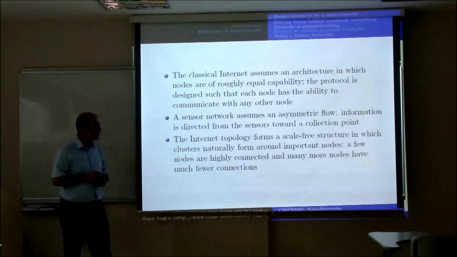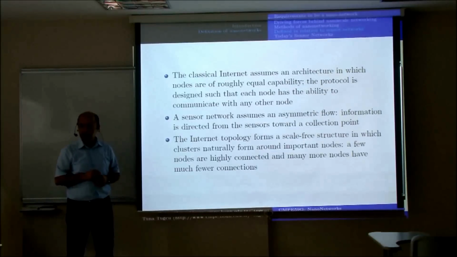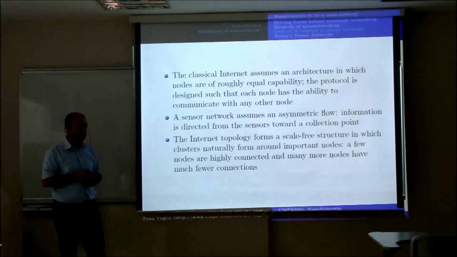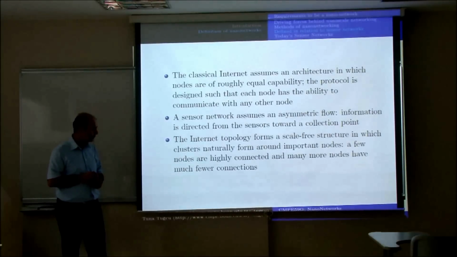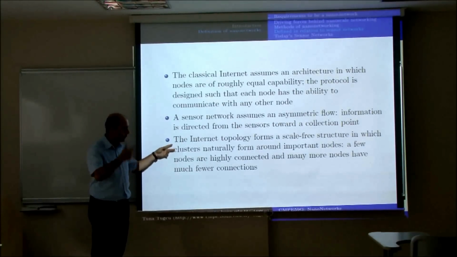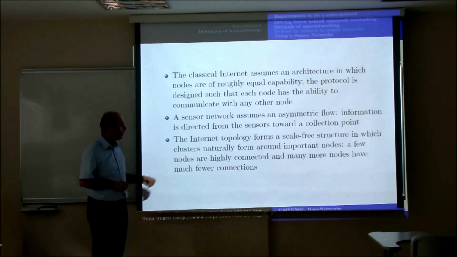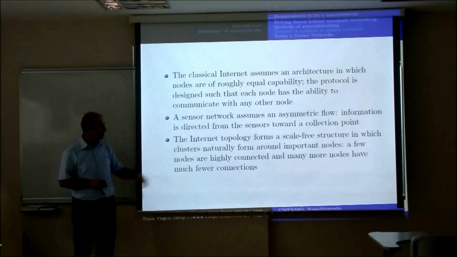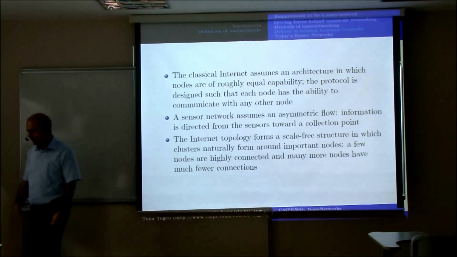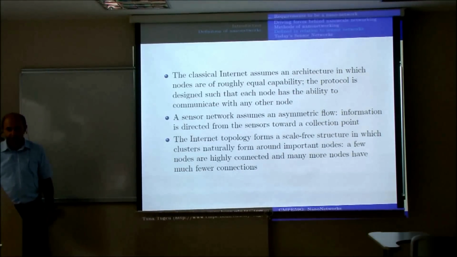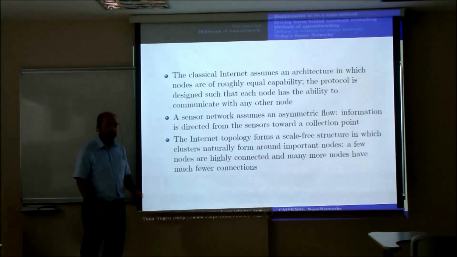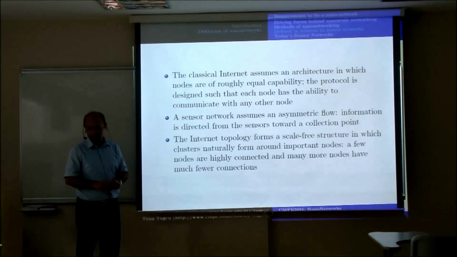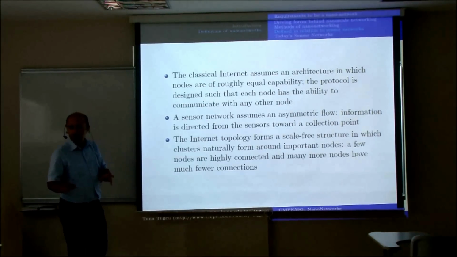The internet topology forms a scale-free structure, and that's how the internet has been able to spread worldwide, by having these clusters of nodes. So there are a few highly concentrated nodes, and many nodes have much fewer connections. There are few nodes that have many outgoing links, but most of the nodes have one or two or three outgoing links.